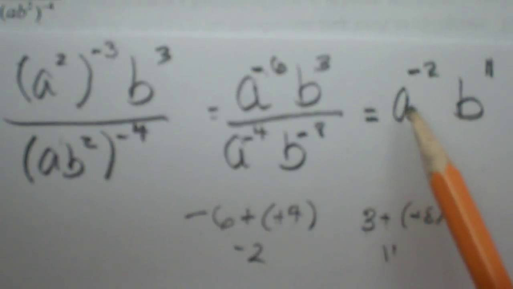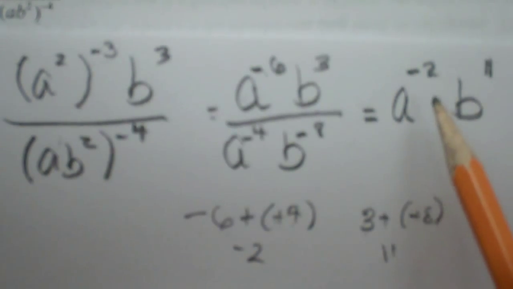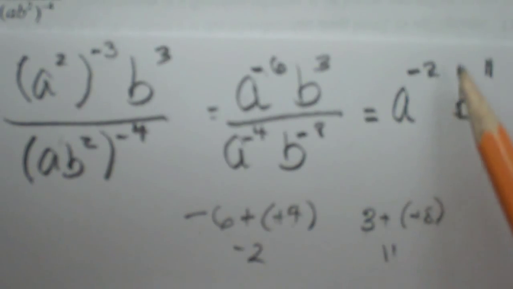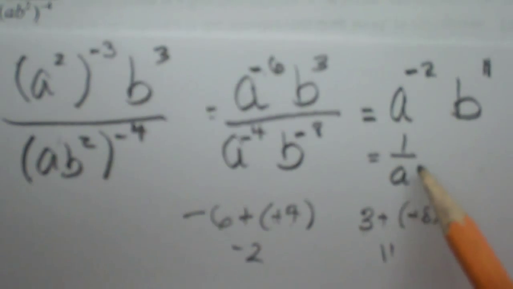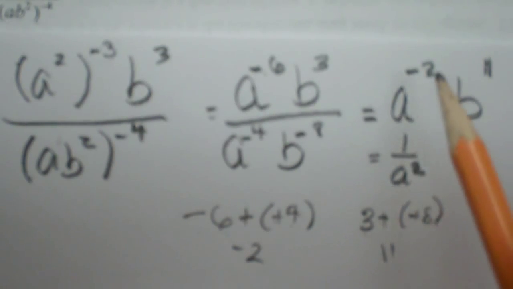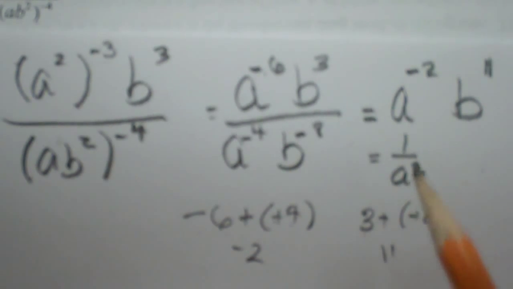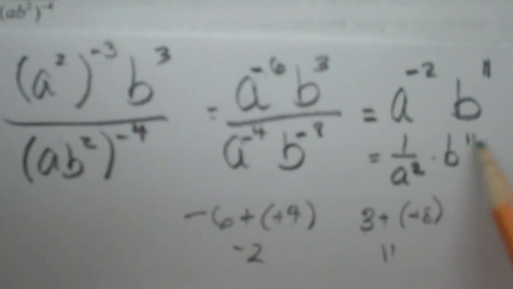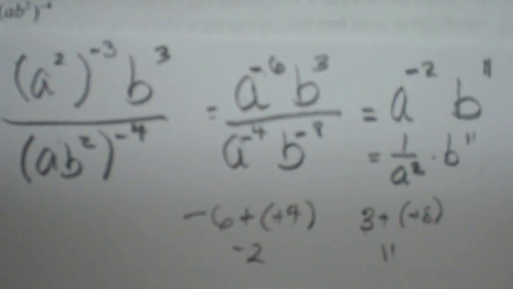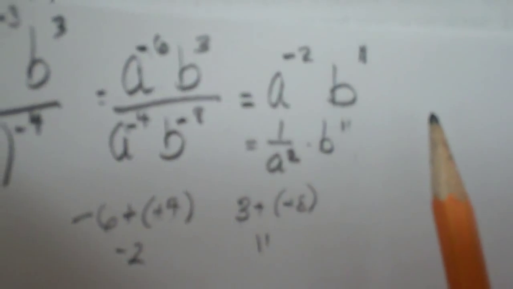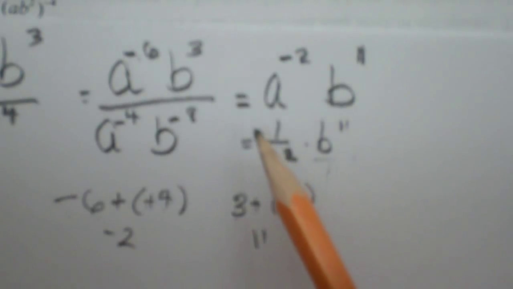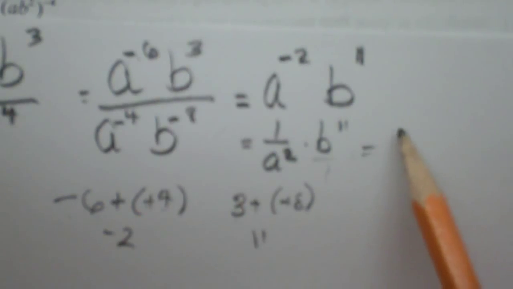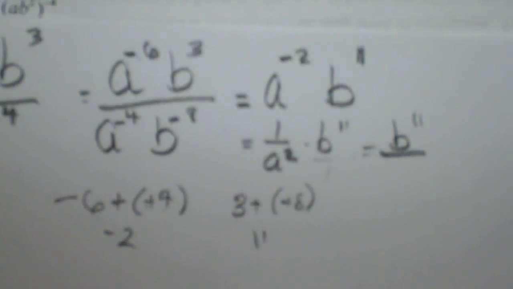And now let's write this out using only positive exponents. So we'll change this a to the negative 2 into a 1 over a squared. See what I did there? A to the negative 2 is the same thing as 1 over a squared. And this is all times b to the 11, right? But let's write this as one fraction now, because you see this b to the 11 is really the same thing as b to the 11 over 1. So we can multiply 1 times b to the 11 is b to the 11 over a squared times 1 is a squared.